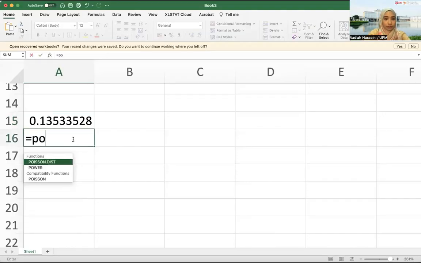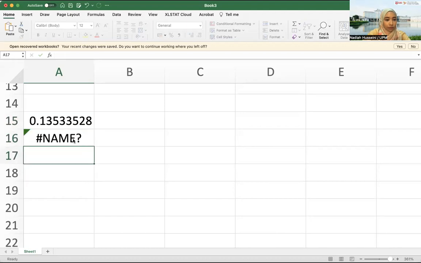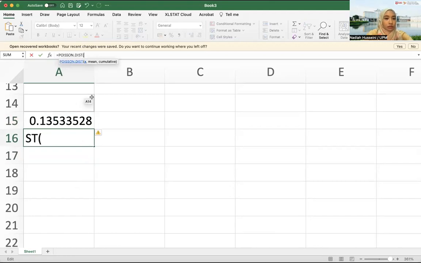Okay, so Poisson distribution. X is -1. The mean was 3, which was your lambda. And we are trying to find the cumulative or the probability mass function. Which one is it? Cumulative or probability mass function?